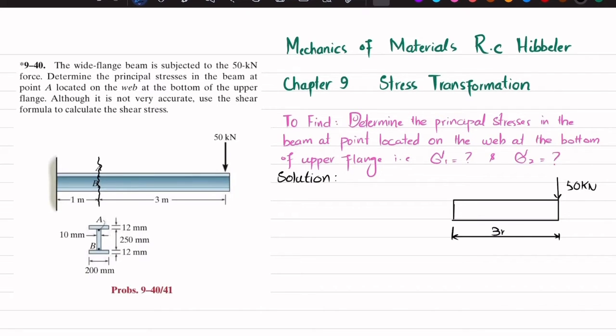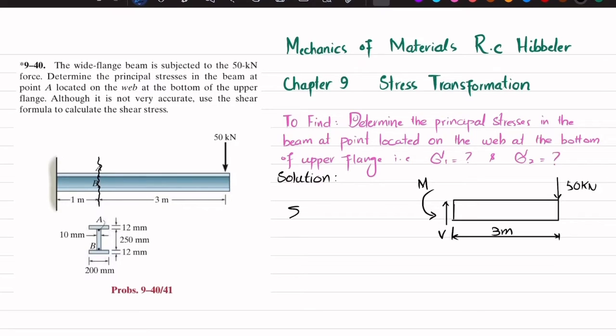Okay, and when you cut it at this point, there will be a shear force acting upward, which is represented as V, and there will be a moment that is equal to M. Clear? So we will find this shear force V and moment M.